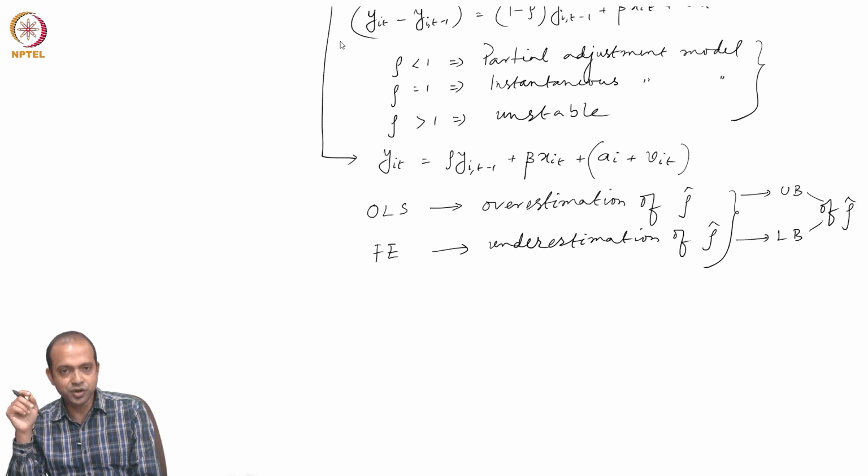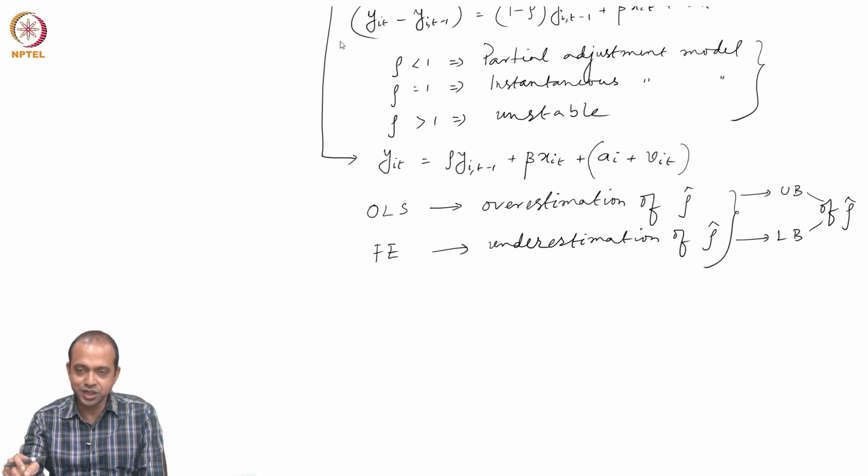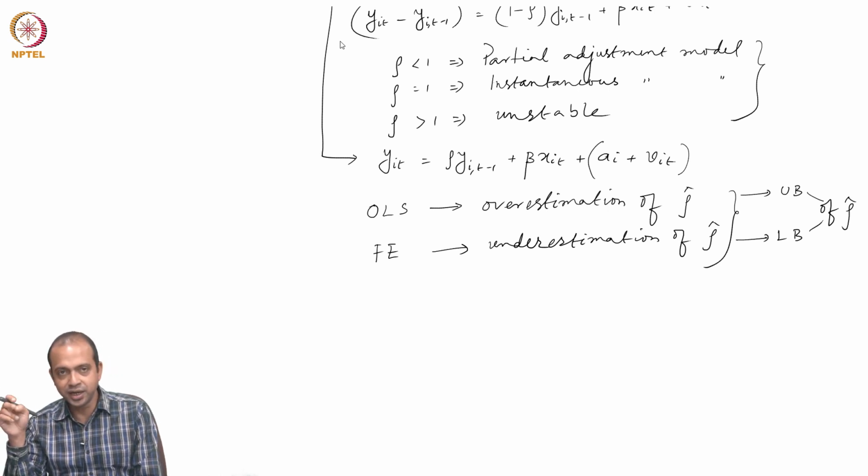And in fixed effect transformation, it will have a negative bias, because when you make YIT minus YI bar, then you will get VIT minus VI bar. A negative sign before that VI bar will lead to negative correlation between YIT minus 1 and your VIT, and as a result fixed effect transformation will give you underestimation of rho hat. These two will give you the upper and lower bound of your estimate.